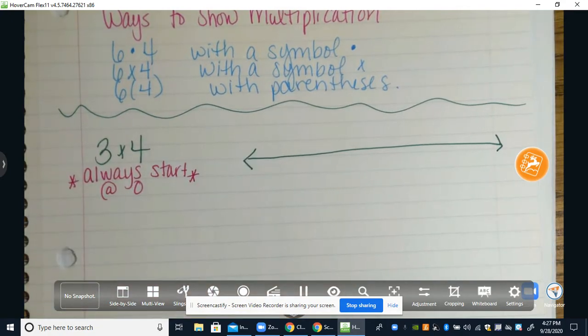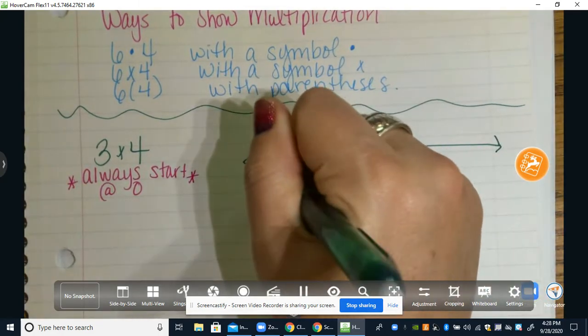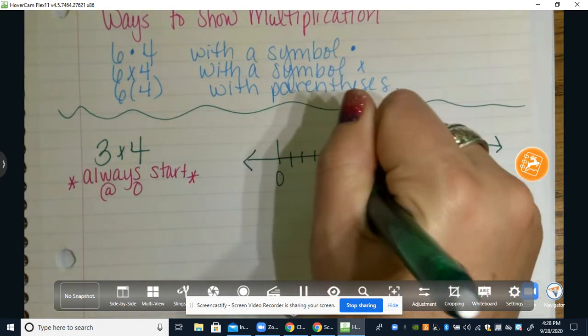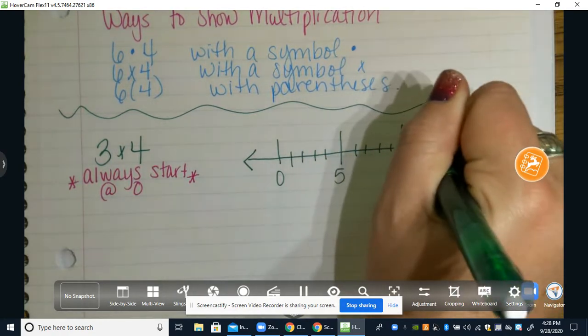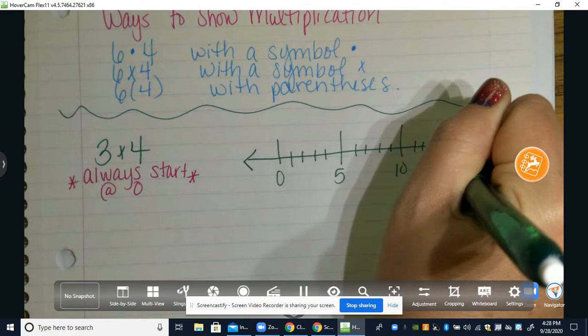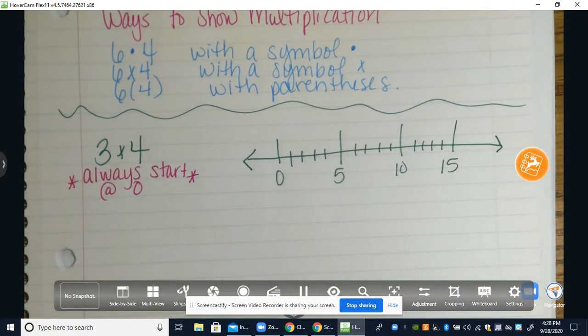Okay, remember when we were doing adding and subtracting, we always started with the first number on our number line. Well, here you always start on 0. So I'm going to put 0, 1, 2, 3, 4, 5, 6, 7, 8, 9, 10, 15. So I break it up into 5s, because 5s are easy for me.